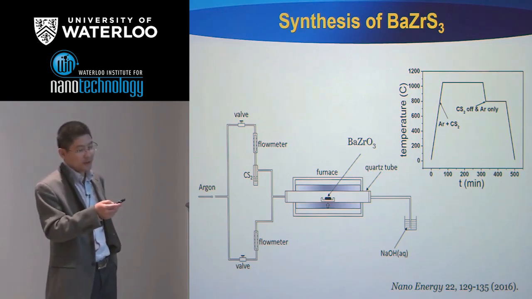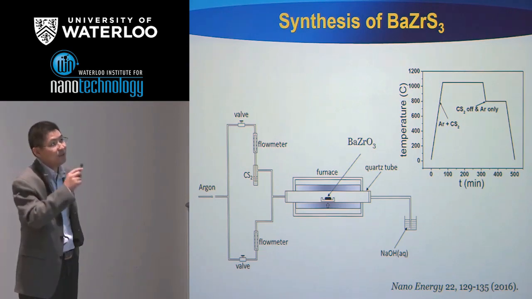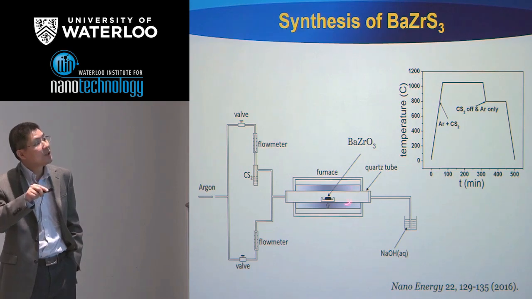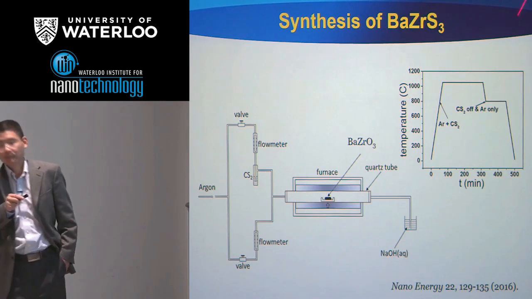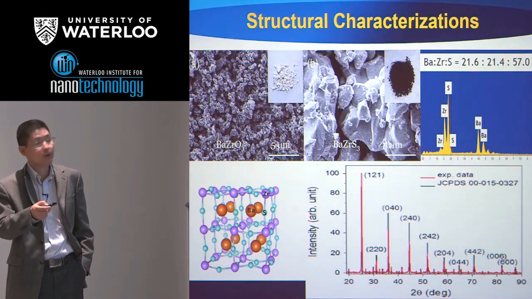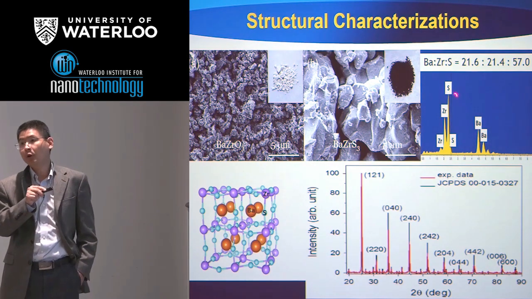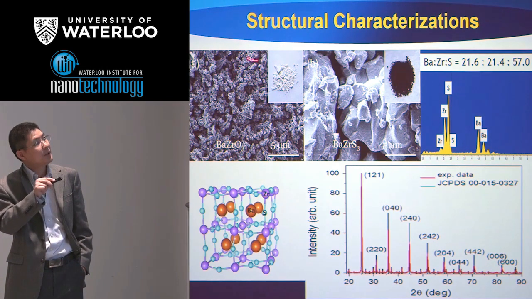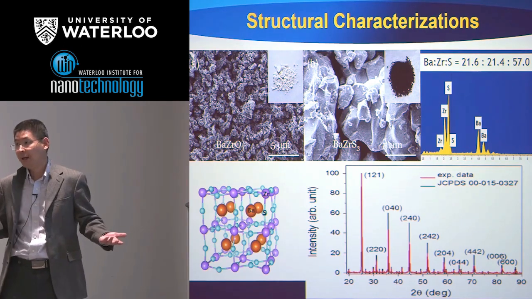So we did this synthesis actually following a recipe developed more than half a century ago. We used this CS2 gas to sulfurize the oxide to convert it into chalcogenides. I'm not going to bore you with details of the synthesis. I'm going to give you the results. So we first synthesized the bulk powder form of these materials. These are the starting oxide materials. You can see they are white, suggesting they have a large band gap. They do not absorb visible light.